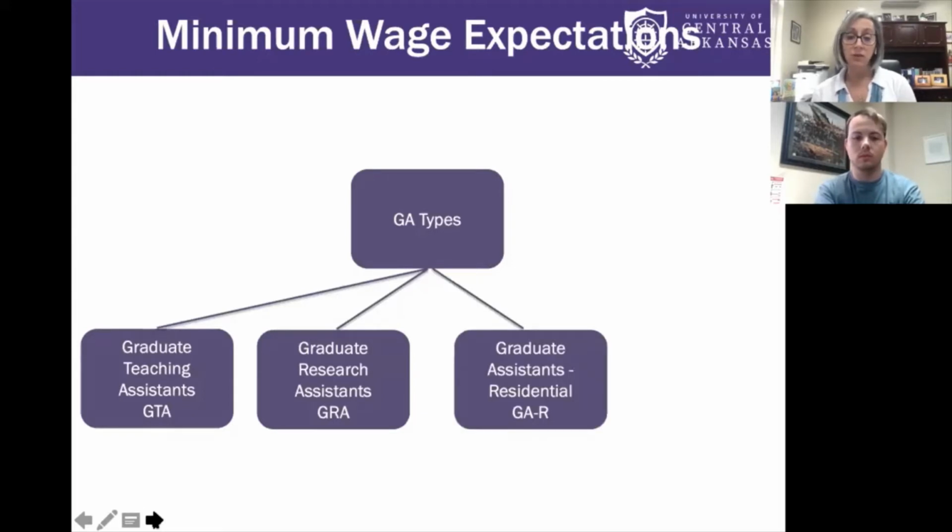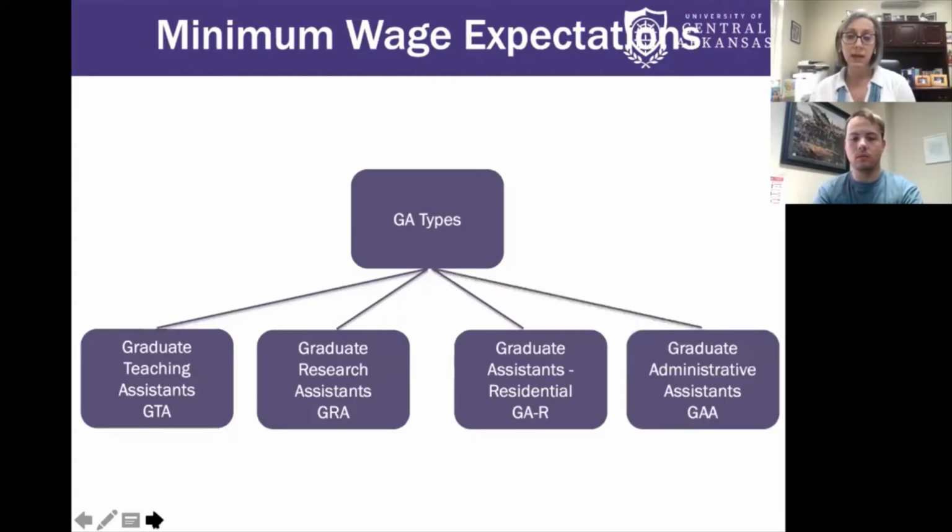We also have graduate assistants that work for housing, and so we refer to them as GARs, graduate assistants residential. Trying to distinguish them, their responsibilities are slightly different from the others. And then our fourth category is graduate administrative assistants, or GAAs. And so these are individuals who are primarily performing administrative type responsibilities in their offices. So I believe we have GAAs that might be in the diversity office, for example. I don't know that that's a fact, but they do have GAs, and they might be GAAs depending on what they're doing.